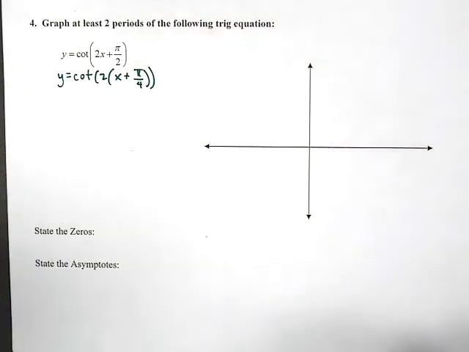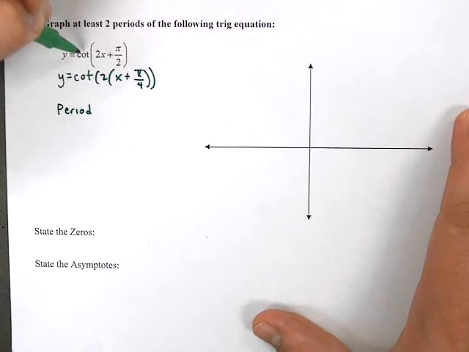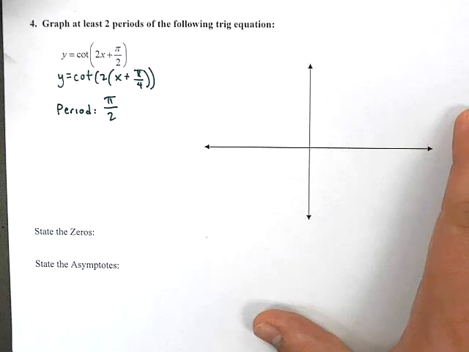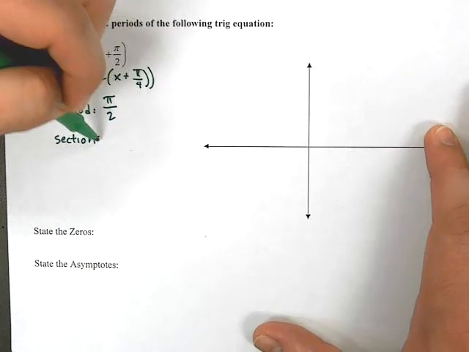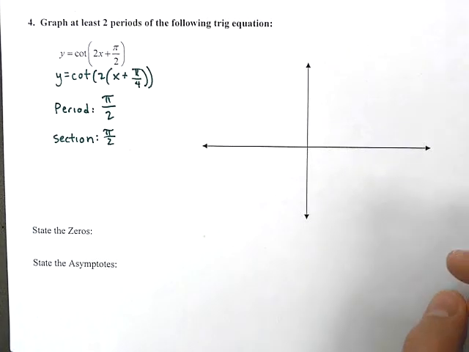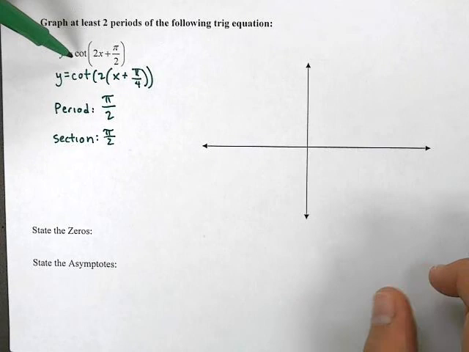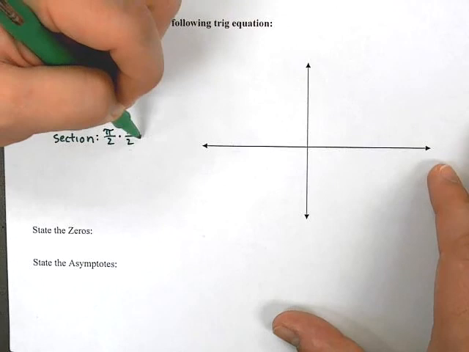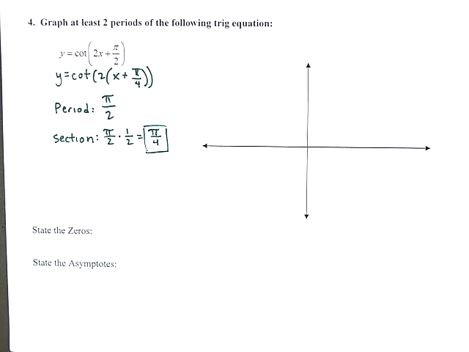Alright? So now I know that I can get my period. It's cotangent. So remember, it's pi over my b value of 2. That's good. My sectioning would be pi over 2, and then I would divide that by 2. Again, cotangent only takes 2 quadrants, so I divide by 2. But instead of dividing by 2, I'm going to multiply by 1/2, so I can see that my sectioning that I need is pi over 4.